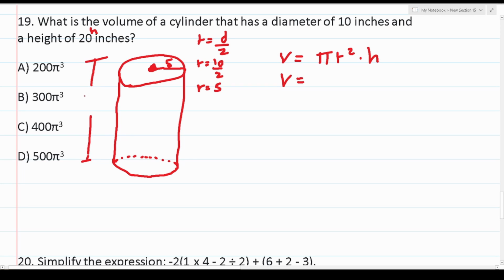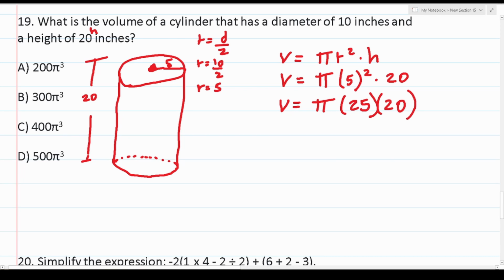Okay, again, we know the height is 20 inches. So let's start plugging things in. We have pi. We know the radius of this cylinder is going to be 5. So this is 5 squared times the height, which is 20. Volume equals, let's go ahead and work this out. 5 squared is 25. So this is 25 times 20. And let's work this out before we deal with this pi. So we have 25 times 20.